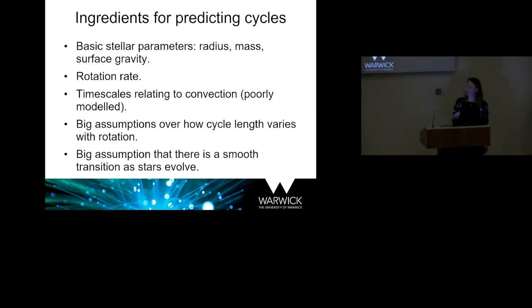And so we then put together a recipe for predicting whether we might be able to see these frequency shifts. In this recipe, we included the basic stellar parameters: radius, mass, surface gravity. We also included rotation rate. As I've said, the strength of a star's magnetic activity depends on its rotation rate. We've also included timescales related to convection. We've made some pretty big assumptions about how cycle length varies with rotation based on that figure that I showed at the start. And we've also assumed that there's a kind of smooth transition as the stars evolve to subgiants and giants.